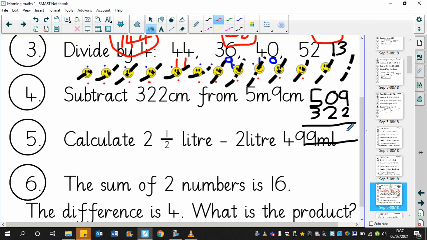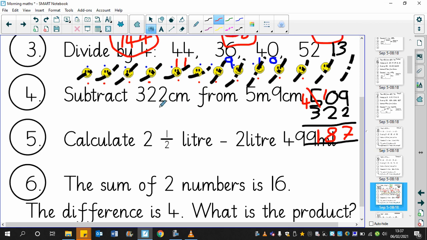Right, 9 take away 2 is 7. That's easy. Right, 0 take away 2, what do we need to do? We need to exchange. So cross out the 5 becomes a 4, and then the 0 becomes a 10. So now we're looking at 10 take away 2, which is 8, and 4 take away 3, which is just 1. So therefore the answer is 187 centimeters.